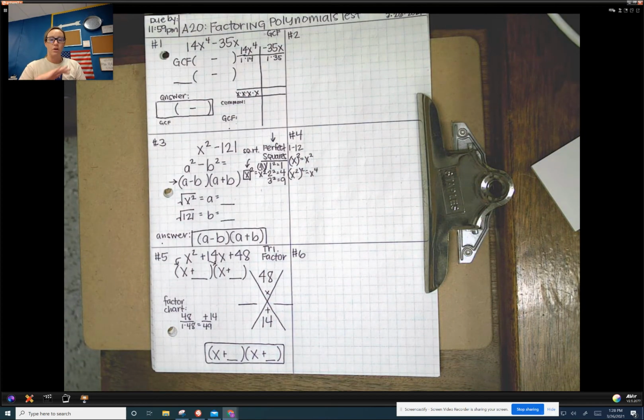You need to answer all of the questions on Delta Math and submit your answers. And then you need to go to Seesaw. It's a Seesaw assignment. It says A20 factoring test. You're going to show me a perfect picture of this. It needs to be clear.